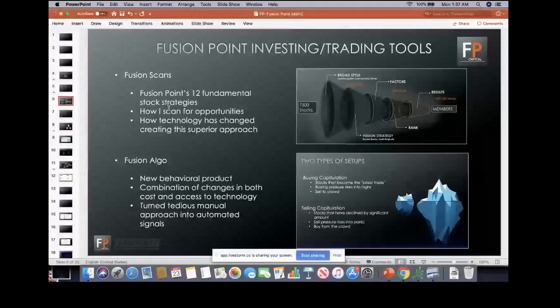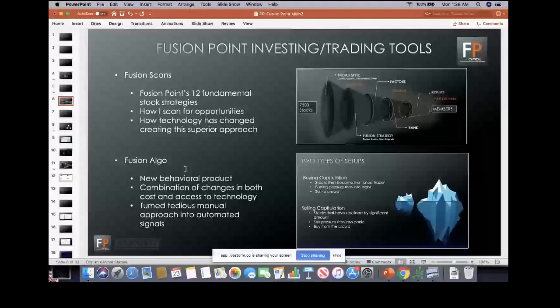And the algo is new. The algo is a behavioral product, and it's basically designed to pick off highs and lows, and it looks for capitulation on the upside and the downside. I'm going to show you how I've even incorporated Raindrops now with the algo. It's new. I'll share more of that as we go. I don't want to spend too much time on each one because I do want to show the examples first.